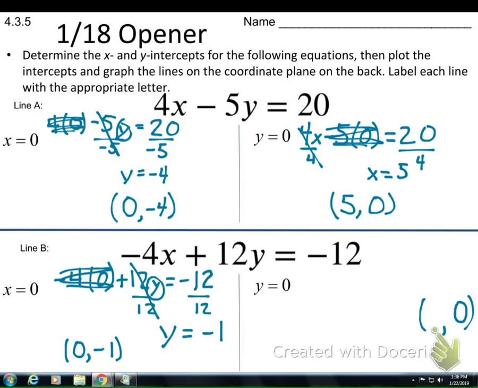Do x, sorry, negative 4y. Negative 4x plus 12 equals 0, equals negative 12. All right, thank you. And what do I do from there?